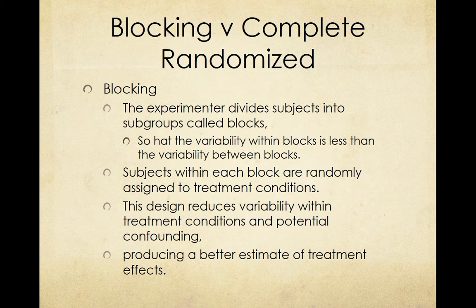Another way you can do it is blocking. What you do is you divide people into different subgroups, like men and women, and then you randomly assign each one of those groups into a treatment group and control group. So that's another way of doing it in terms of blocking. So the variability is less within each block, and maybe produces a better effect as far as how well the treatment may work.